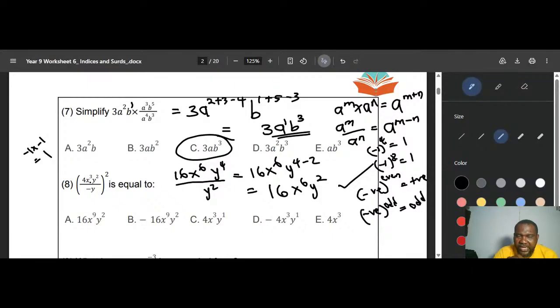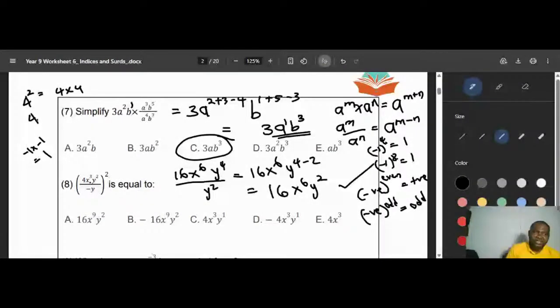Okay, very good. How did I get 16? 16 is 4 raised to the power of 2. When you say 4 raised to the power of 2, it means 4 times 4. That means 4 multiplies itself twice. Genesis, you get that right?